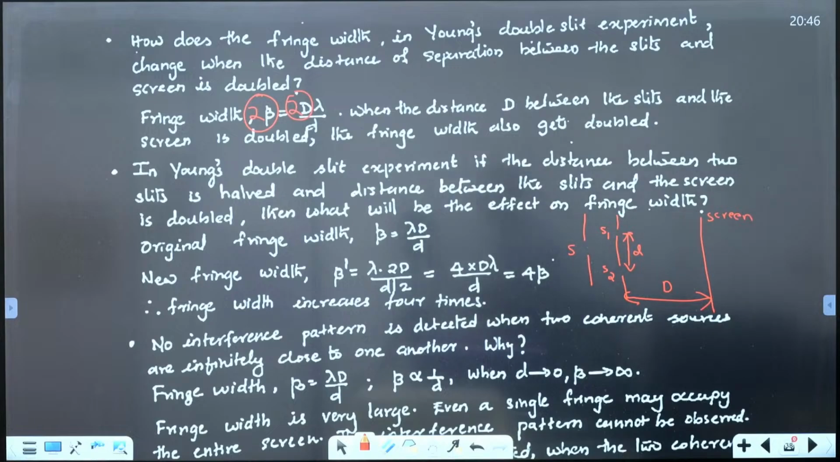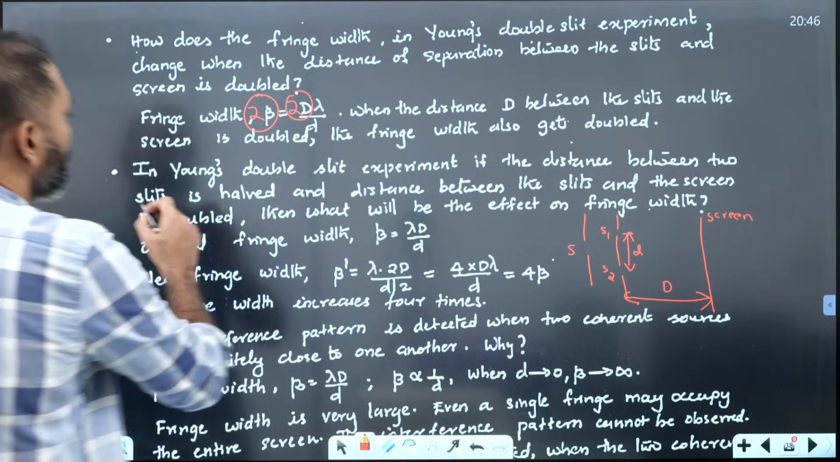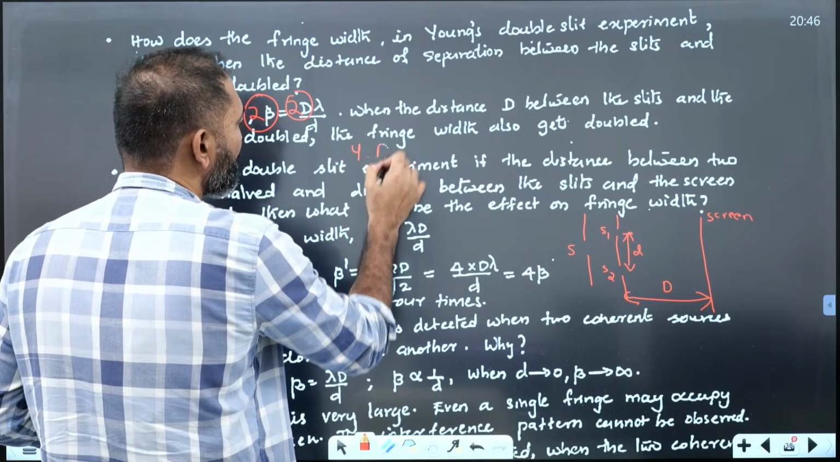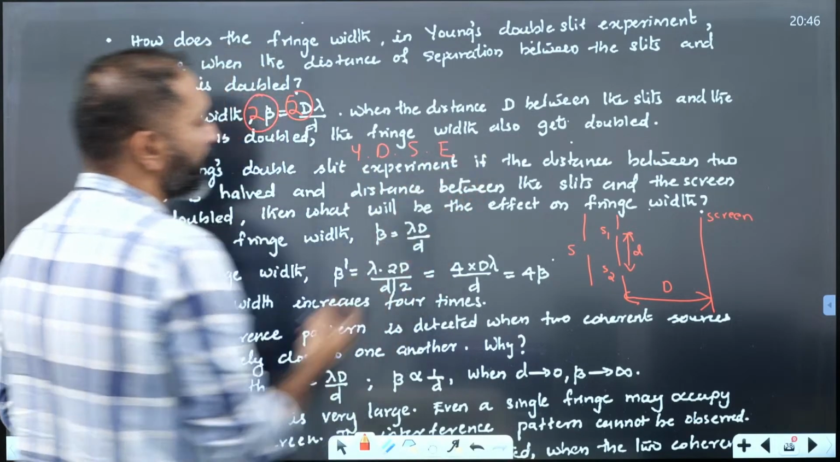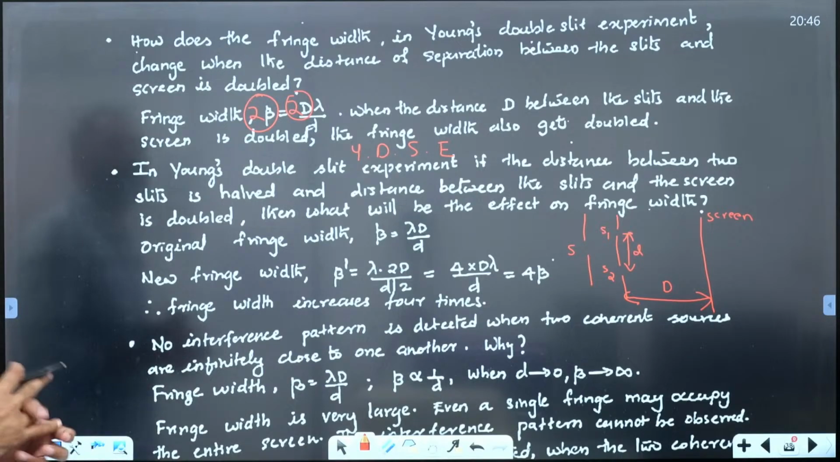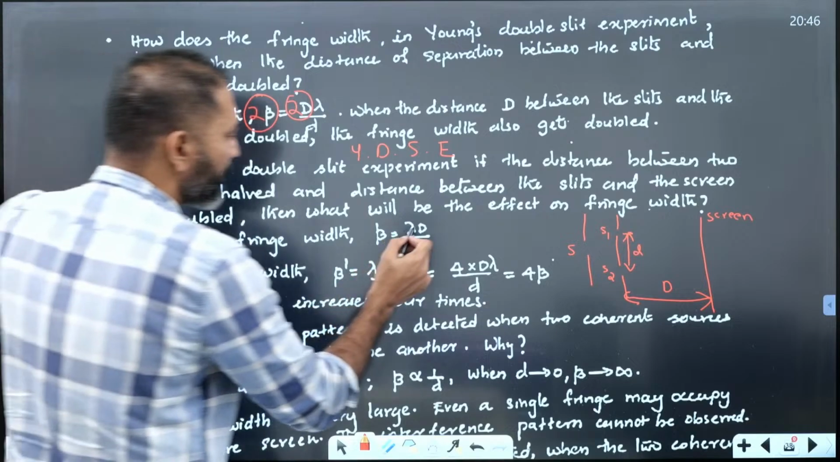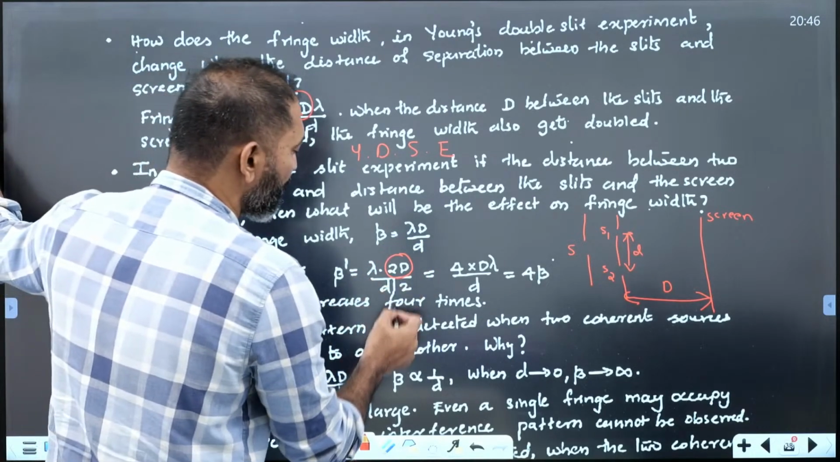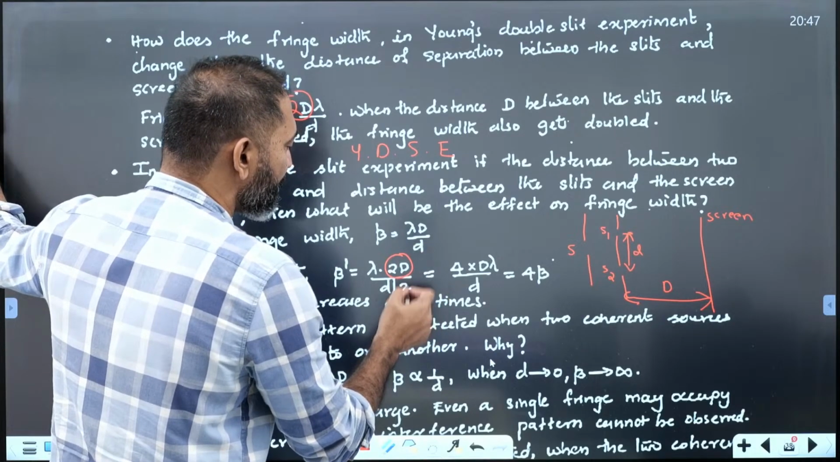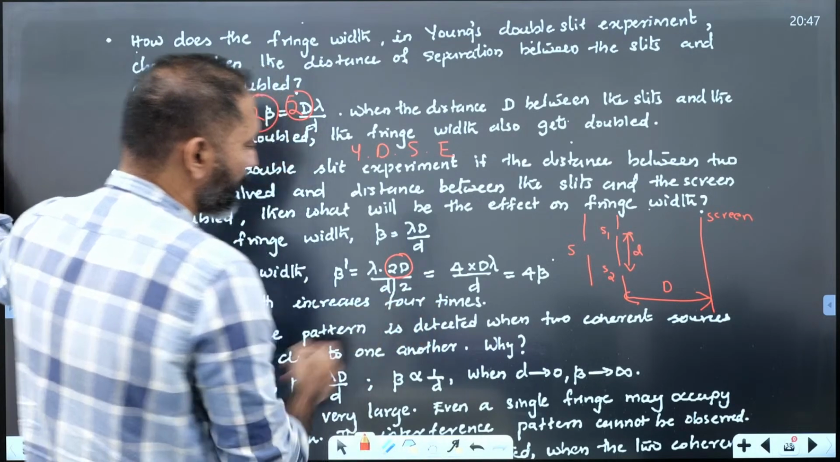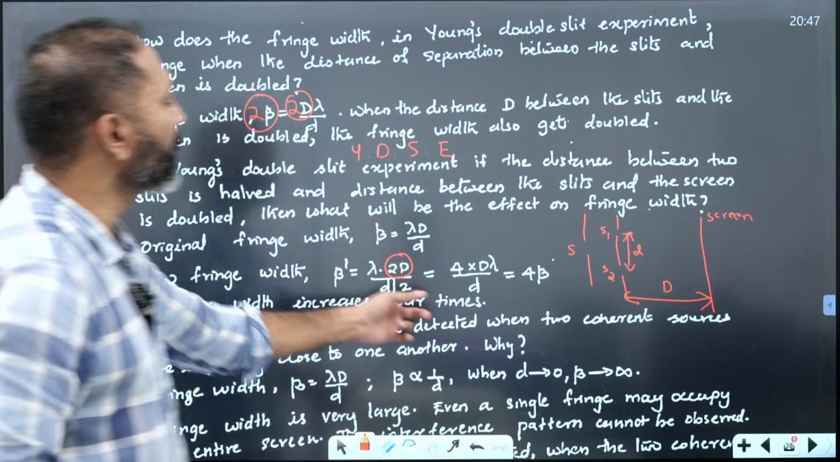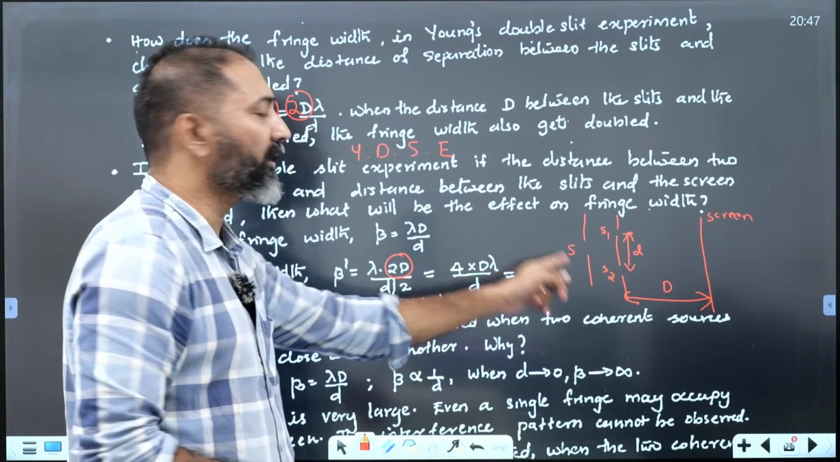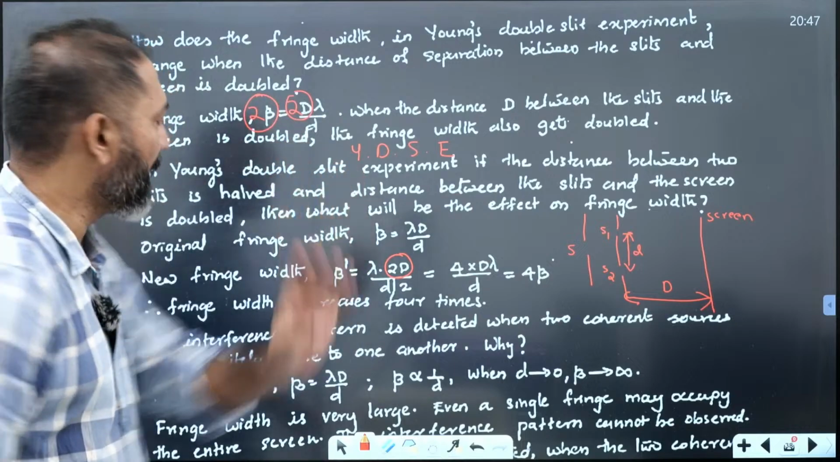The next question you should do yourself. In some question papers, instead of writing Young's double slit experiment, they will simply use the shortcut YDSE. If the distance between the two slits is halved and the distance between the slit and the screen is doubled, then instead of D we are writing 2D, and instead of the distance between coherent sources we are using d by 2. That 2 moves to the numerator, it becomes 4D lambda by d. That means the fringe width becomes 4 times.